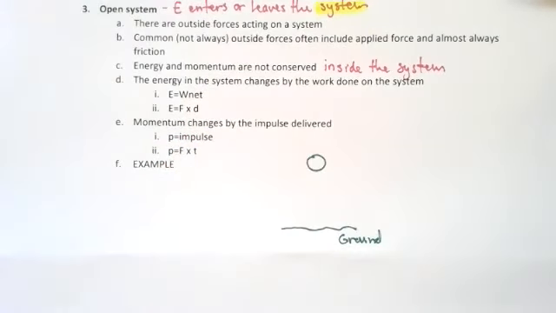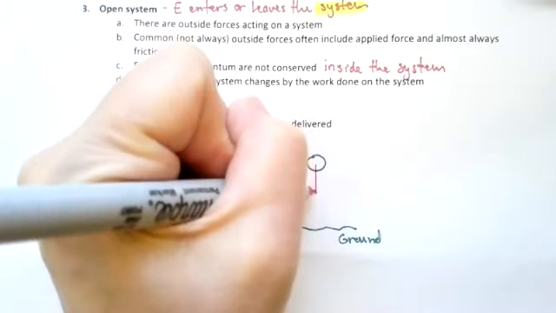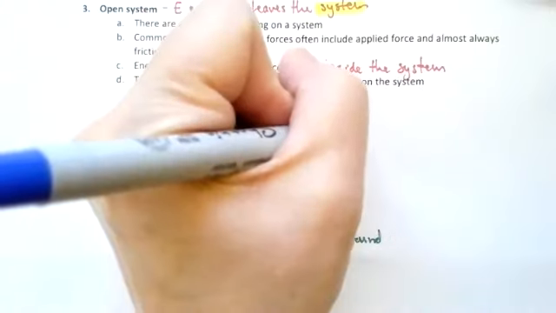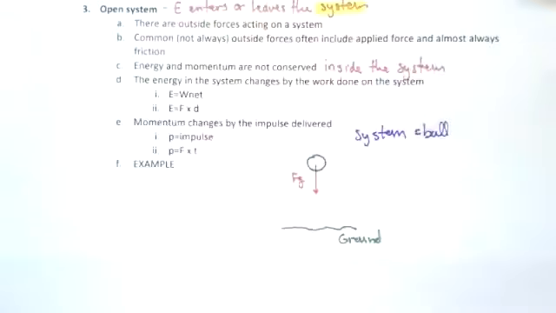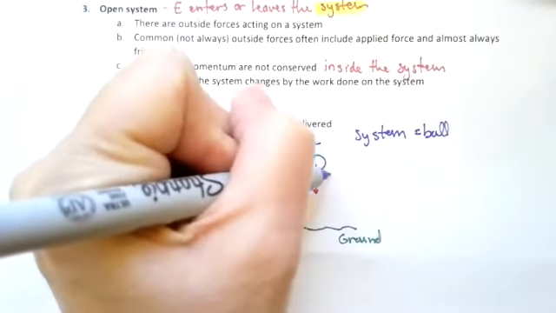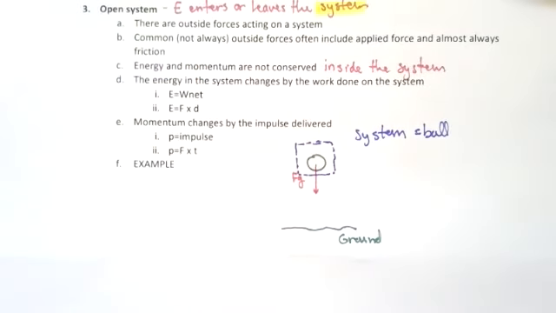And I have the force of gravity on the ball. But this time, I'm not going to include the ground in my system. I'm just going to make the system my ball. So the system is the ball. I've put a dashed line around my system. Look at what I've got going on.